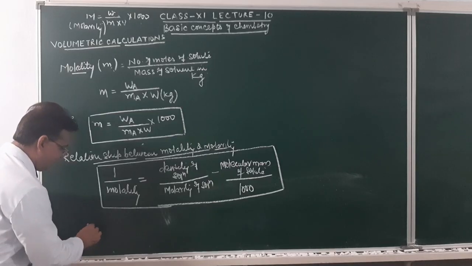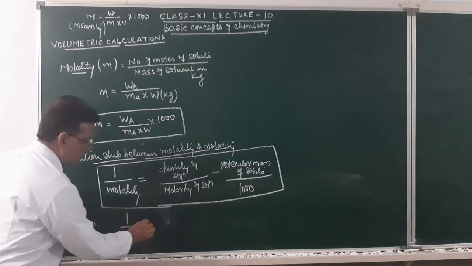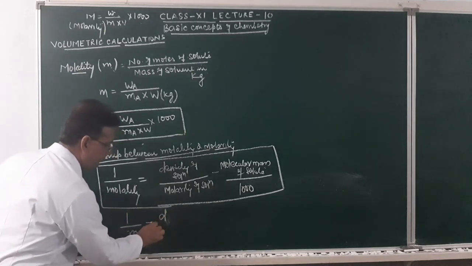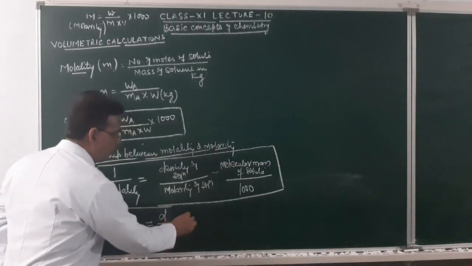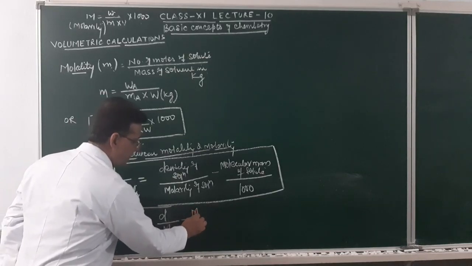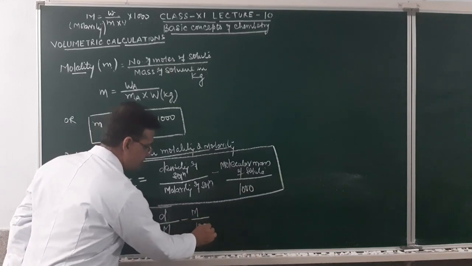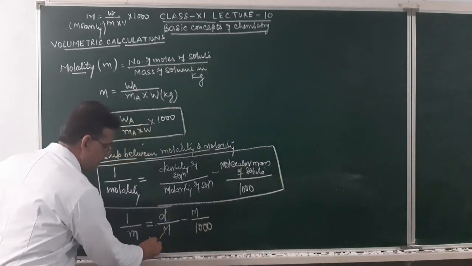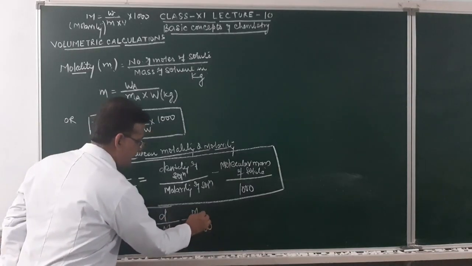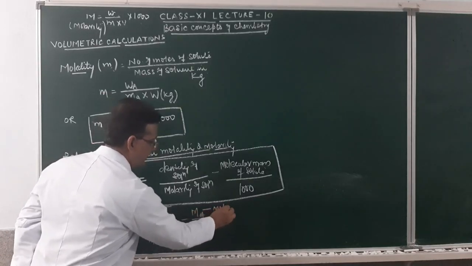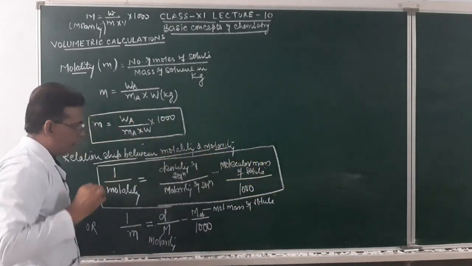Or we can say 1 upon molality, small m, will be equal to density of the solution upon molarity of the solution minus molecular mass of solute, let it be Mb, or molecular mass of solute upon 1000. This is molarity. If I say Ma, this will be molecular mass of solute. Am I clear over here? Molecular mass of solute. This will help you to solve the numerical problem.